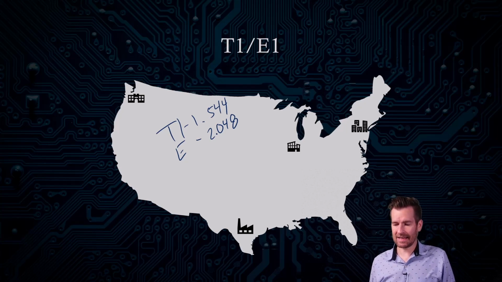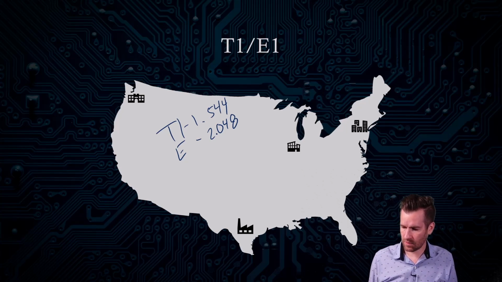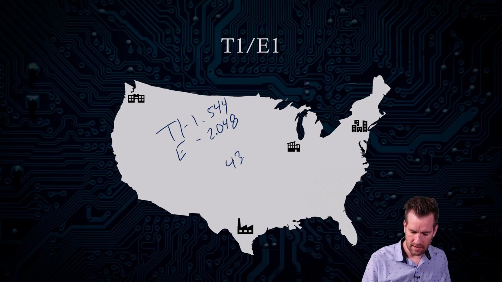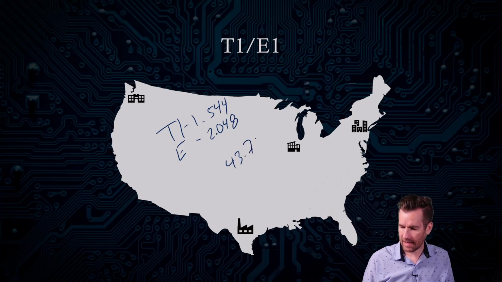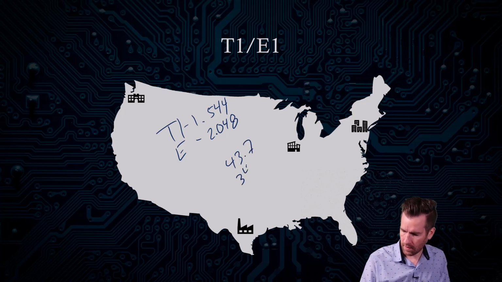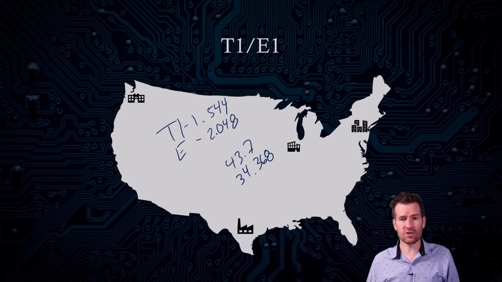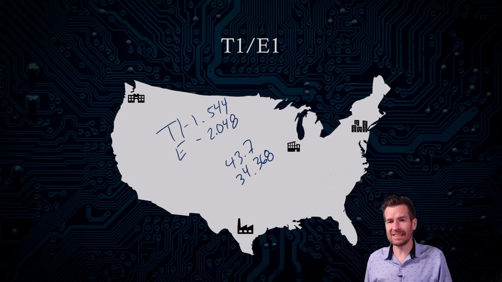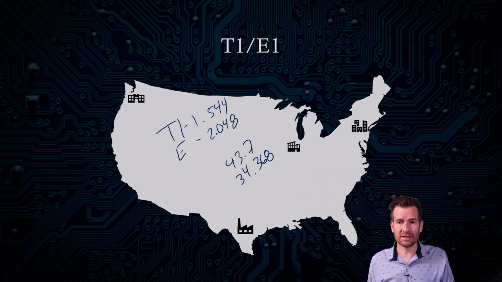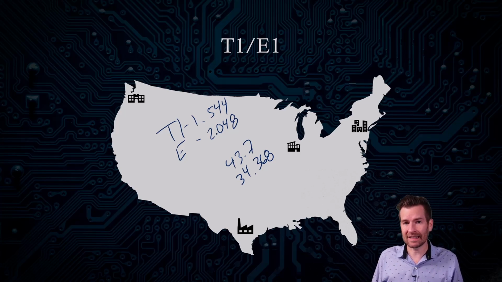If you're looking at a T3 or E3, a T3 has 43.7 and an E3 has 34.368. So those are just some speeds. We don't really see the T1s and E1s as prevalent anymore. This is an older legacy standard, and a lot of these types of connections don't have enough bandwidth to support a lot of the usage that we have nowadays.